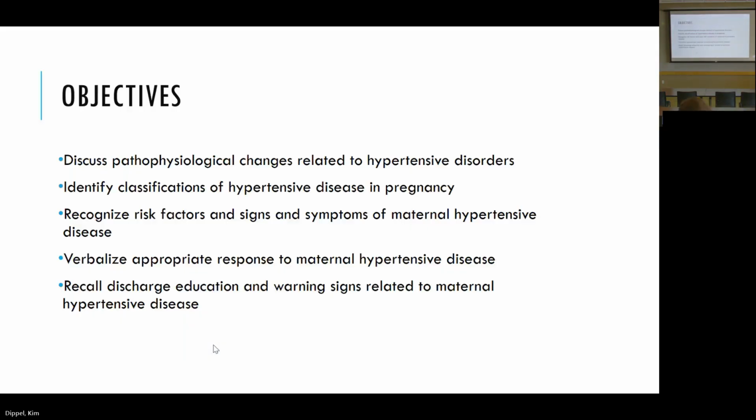So here are our objectives. We're going to talk about the pathophysiological changes related to hypertensive disorders, and then briefly go over different classifications. We're not going to cover every classification of hypertensive disease in pregnancy, but some. What are the risk factors and signs and symptoms? Appropriate response to maternal hypertensive disease, and discharge education and warning signs related to maternal hypertensive disease.